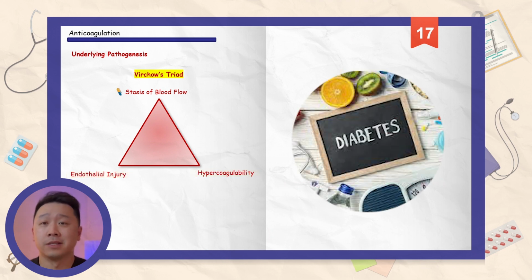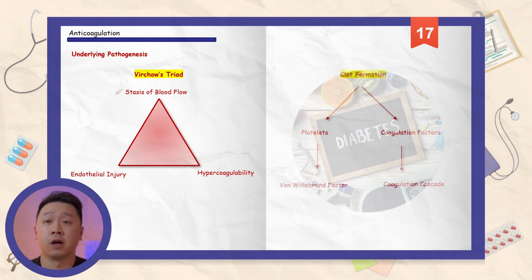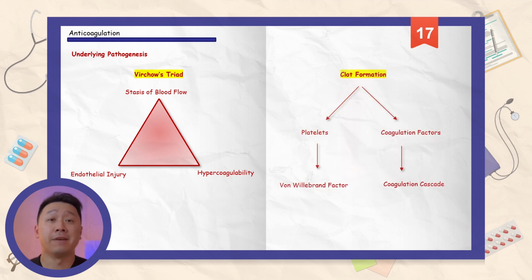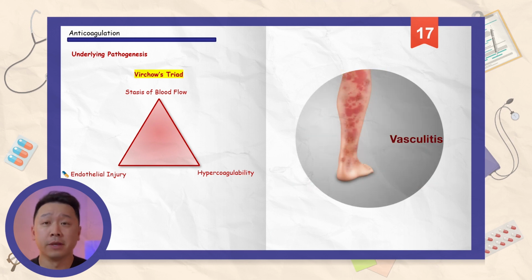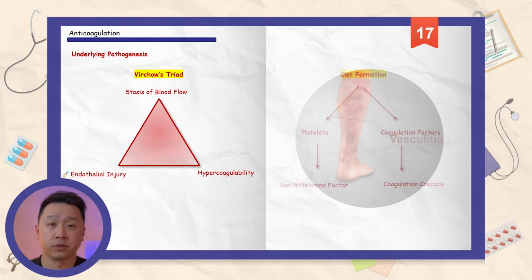Disease states such as diabetes may cause damage to the blood vessel, thus may lead to a reduced blood flow. As a result of the reduced blood flow, platelets now have more time to interact with each other, and therefore increases the chance of clot formation. Vasculitis, which is the inflammation of the blood vessel, may lead to endothelial injury, which can then trigger clot formation.